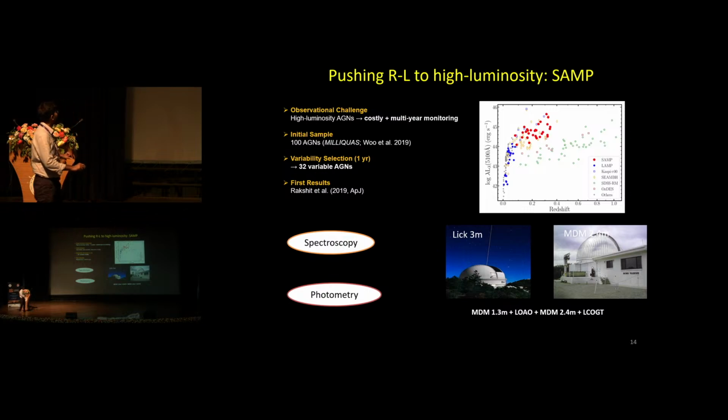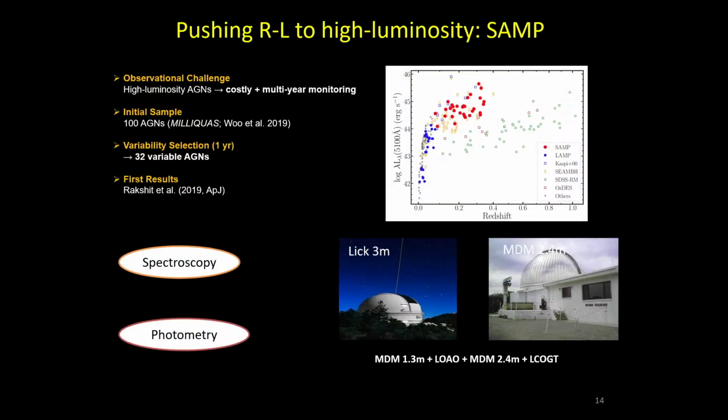For this purpose we collected hundreds of AGNs from Milliquas catalog, and then we monitored them continuously for 1 year, and we saw that only 32 AGNs are varying with a good chance of recovering lag. So we continued our monitoring program with 32 variable AGNs and kept on monitoring them.